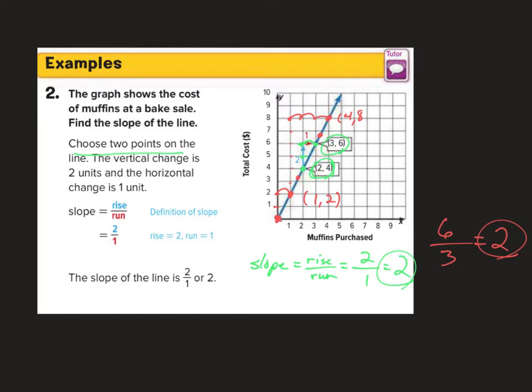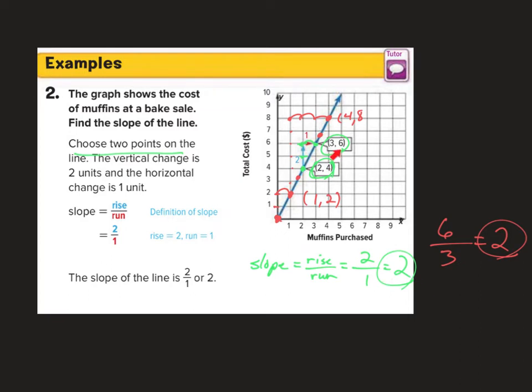Our slope is rise over run. If we work between these 2 points, to get from point (2, 4) we go up 2 and over 1 to get to point (3, 6). So our rise is 2, and our run is 1. Rise over run is 2 over 1, so our slope is actually 2.